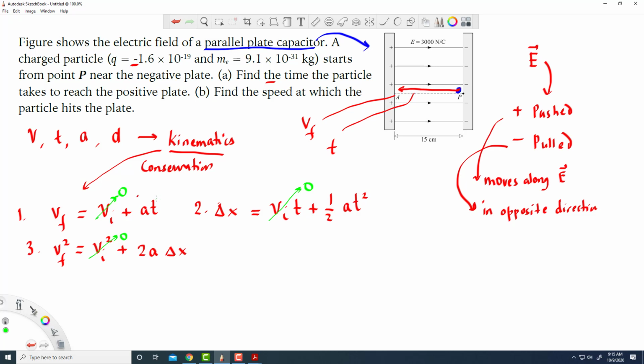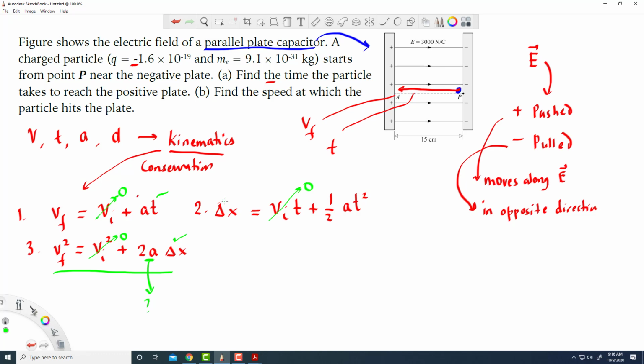So time is unknown. Okay, that means we cannot use this formula. We don't know time. In this formula, we know the distance traveled by the charge is 15 centimeters, so that's known. Acceleration is unknown, and Vf is unknown. If we can somehow find acceleration, then we can use this formula. Okay, so we need to know A to find this.